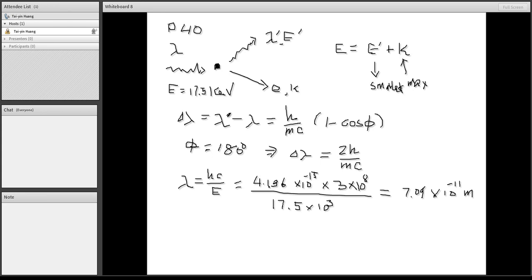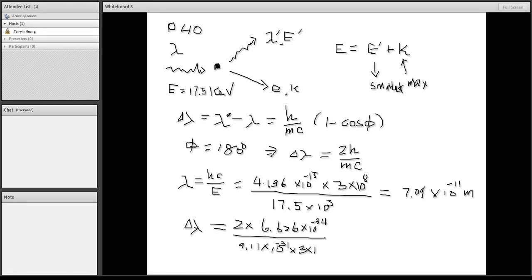Once we have that, we can calculate our delta lambda. What is our delta lambda? It is equal to 2 times h, and here I'm going to use the SI unit, so you have 6.62 times 10 to the negative 34, over the mass of the electron, which is 9.11 times 10 to the negative 31, and then times the speed of light, 3 times 10 to the 8.